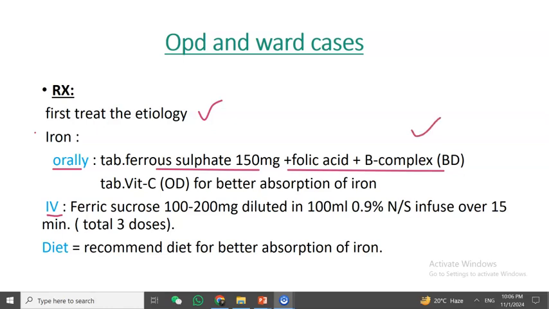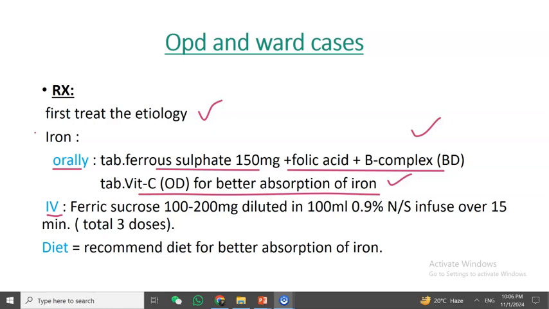BD. As we said, first we will give BD until the blood parameters become normal, and after that a maintenance dose for almost 3 months. And we can give the patient tablet vitamin C OD for better absorption of iron, as iron is better absorbed while vitamin C is there.